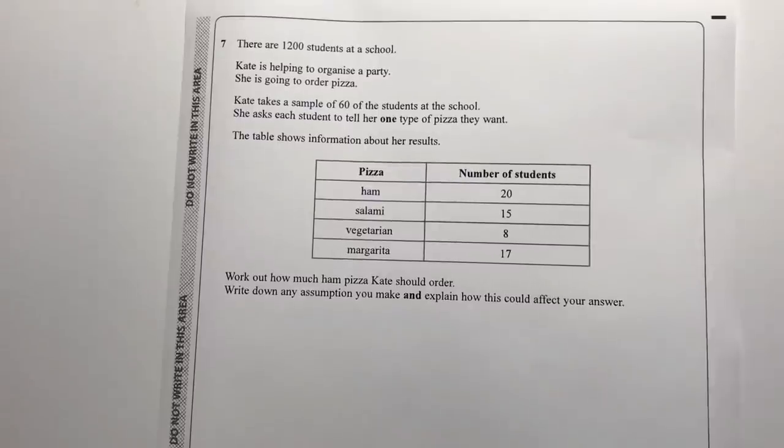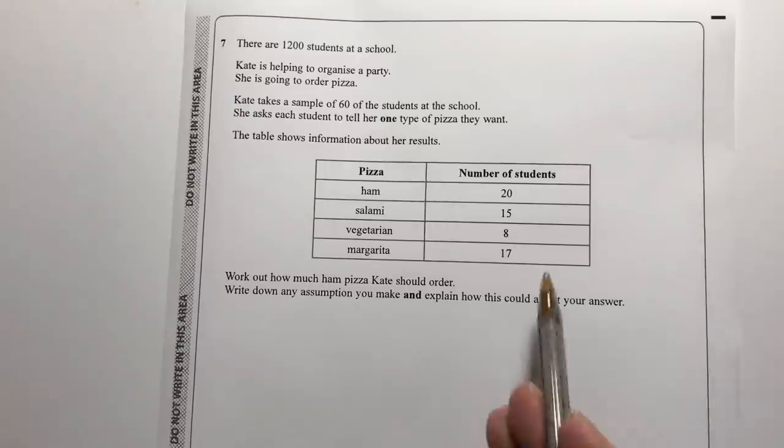All right, so the next one deals with sampling. Now, in times past, they would have called this stratified sampling, and sometimes you'll see questions that talk about stratified sampling. All we're basically doing is we've got 1,200 students in a school. Kate's going to take a sample of 60 students at the school because she's not going to talk to all 1,200. She's just going to talk to 60 of them.